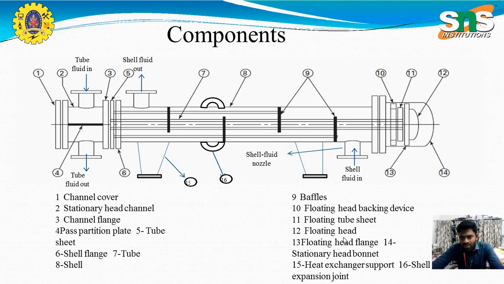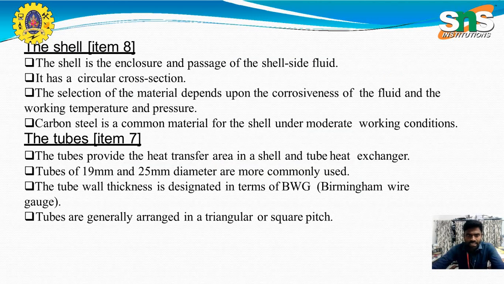And then we have the floating tube sheet or floating head, and other stationary components. The shell is the major component of the shell and tube heat exchanger. The shell is the enclosure, that is, the outer case. It has a circular cross section. The selection of material is very important, as the material must sustain corrosiveness and other factors. The tubes provide the heat transfer area in the shell and tube heat exchanger, as we have discussed. The tubes are generally arranged in a triangular or square pitch in order to achieve the maximum heat transfer rate.